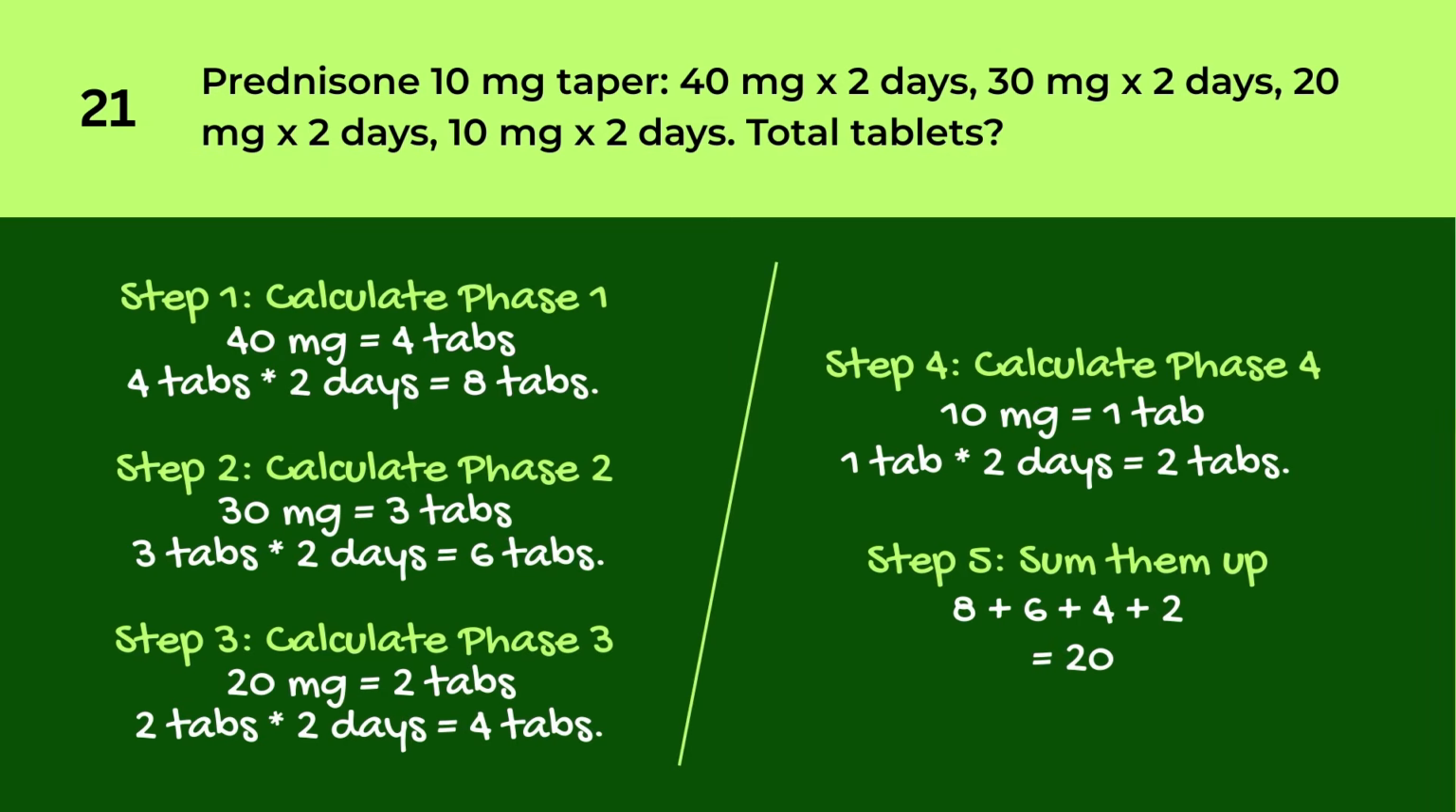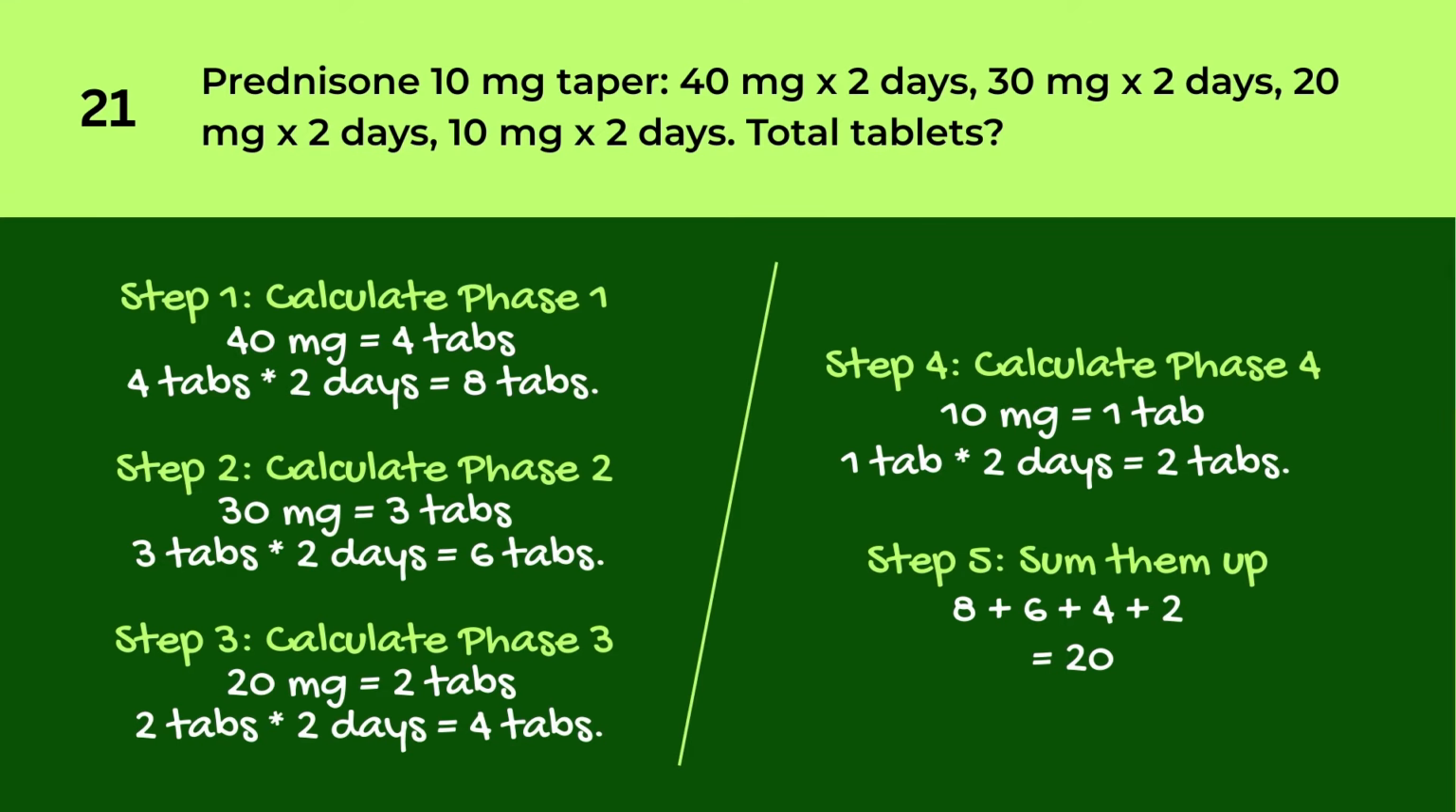Let's break it down. Since the tablets are 10 milligrams each, we just need to convert the daily dose into a tablet count. 40 milligrams equals 4 tablets. 4 tablets times 2 days is 8 tablets. Next, 30 milligrams equals 3 tablets. 3 tablets times 2 days is 6 tablets. 20 milligrams equals 2 tablets, times 2 days is 4 tablets. Finally, 10 milligrams is 1 tablet, times 2 days is 2 tablets.